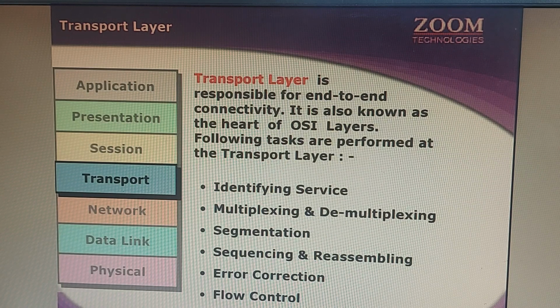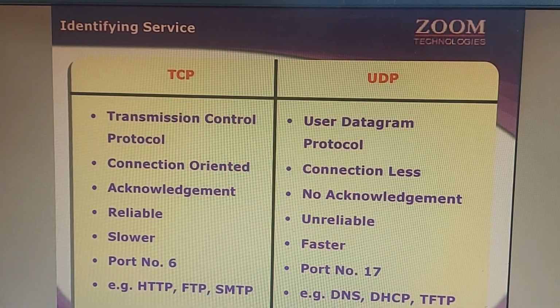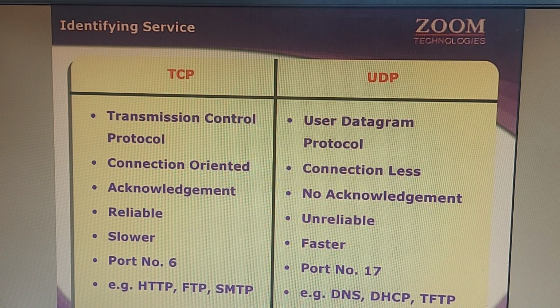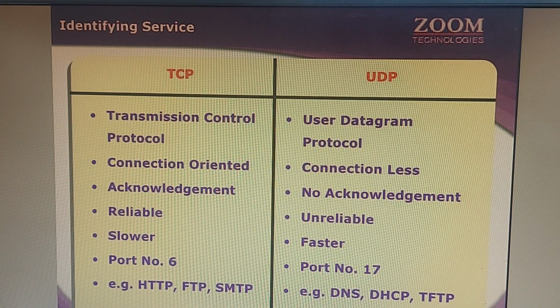The transport layer is responsible for end-to-end connectivity. It is also known as the heart of the OSI model, as I told already. The tasks performed in the transport layer are identifying the services, demultiplexing and multiplexing, segmentation, error correction, flow control, sequencing and reassembling. Mainly the transport layer focuses on TCP and UDP.